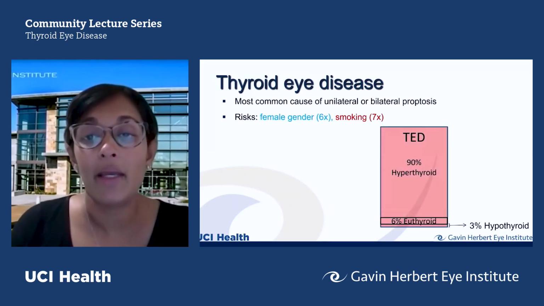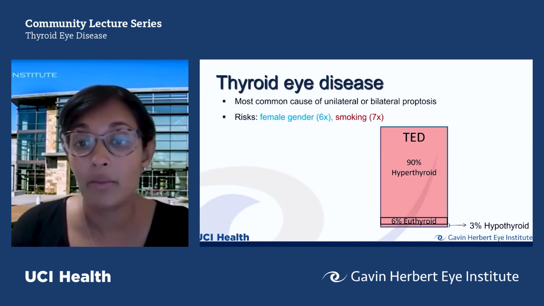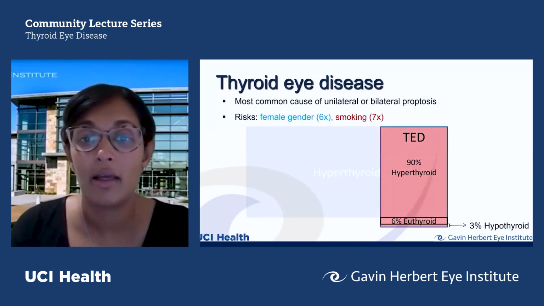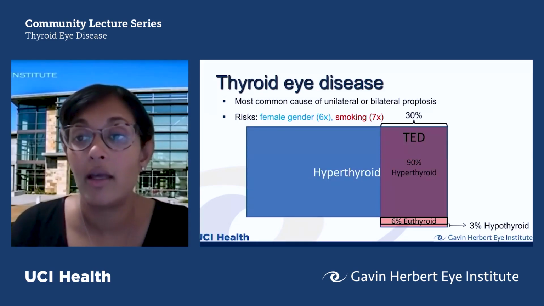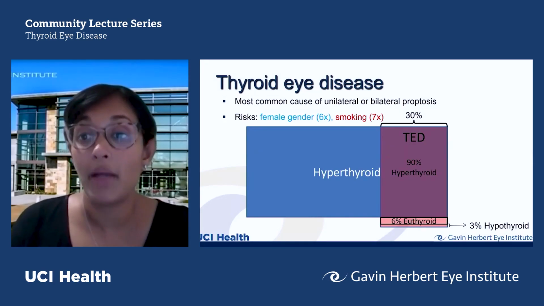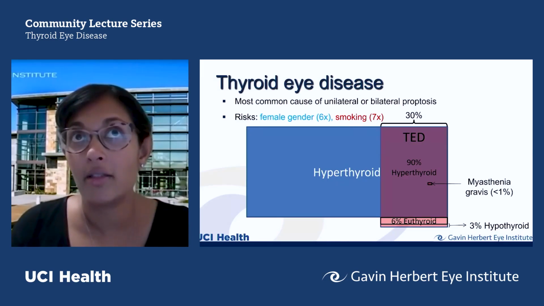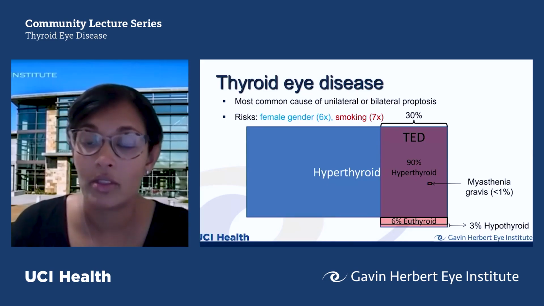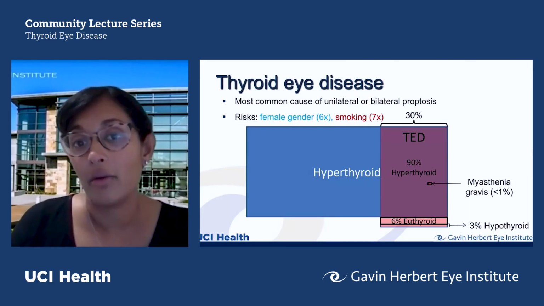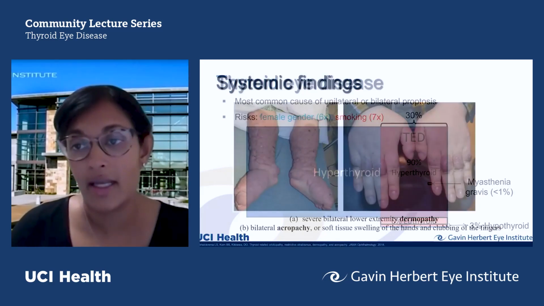When thinking about patients with thyroid eye disease, most are hyperthyroid, but some can be euthyroid, and a select few, less than 5%, will be hypothyroid. Of those who are hyperthyroid, less than a third will develop thyroid eye disease. And for those who are curious, autoimmune disorders tend to happen together. If you develop one autoimmune disorder, you're more likely to have another one than someone who doesn't have one.